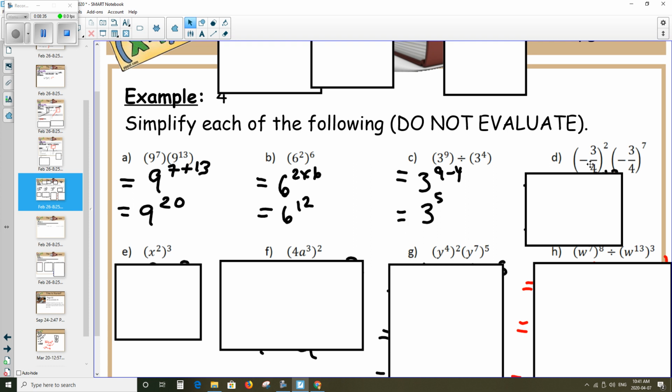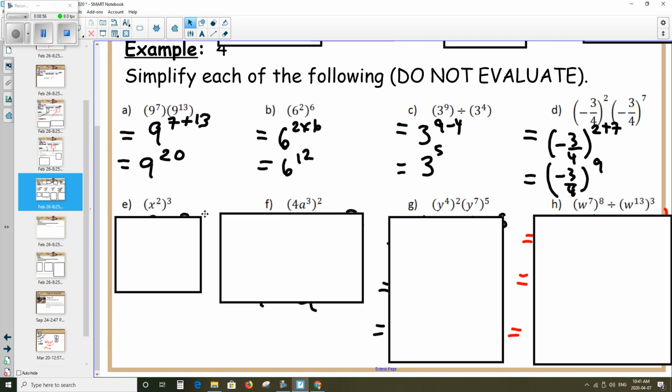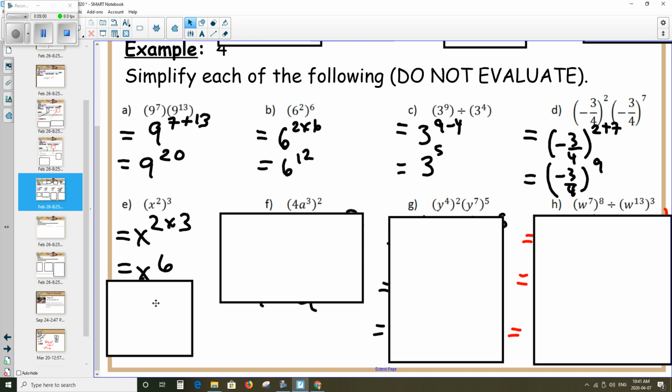Example D, negative 3 over 4 to the exponent of 2 multiplied by negative 3 over 4 to the exponent of 7. If they're being multiplied, we're going to add the exponents. 2 plus 7 is 9. Notice nothing in the bracket changed. My base is not changing. You don't have to worry about that. Just worry about the exponents. E, 2 times 3 would be 6. So x to the exponent of 6.